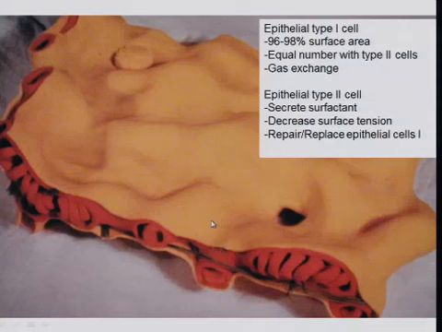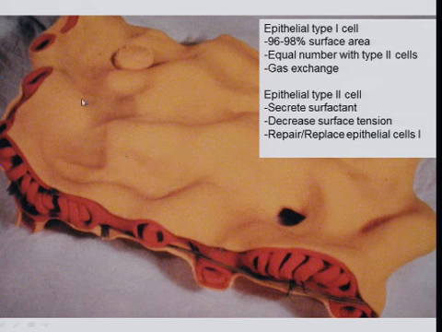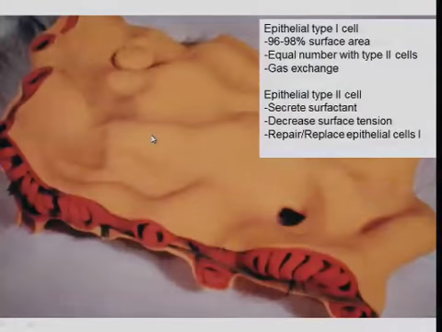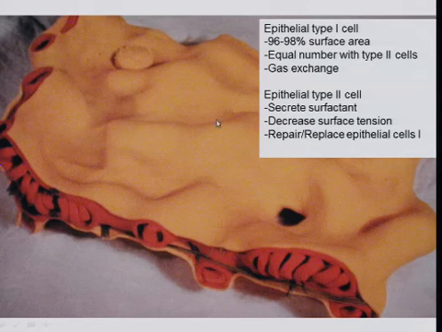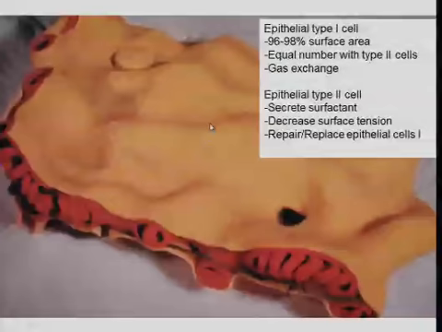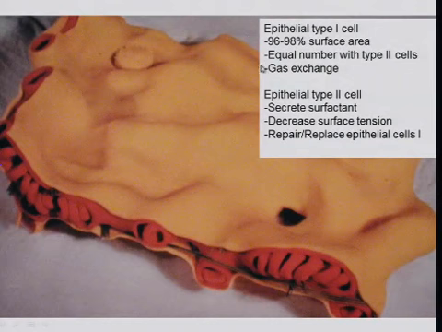And this is kind of what it looks like if you take a big slice view of it. Once again, these are the epithelial cells on the surface. These are type 1 epithelial cells. Type 1 epithelial cells cover 96 to 98% of the surface of the alveoli, of the epithelial surface. However, they are an equal number with the type 2 cells. So what does that tell you? If epithelial type 1 cells cover 98% of the surface, but there's still an equal number of type 2 cells, you can tell that their morphology is quite different.